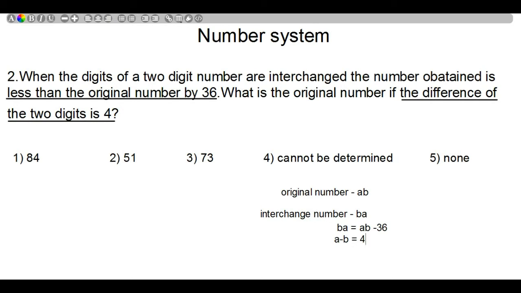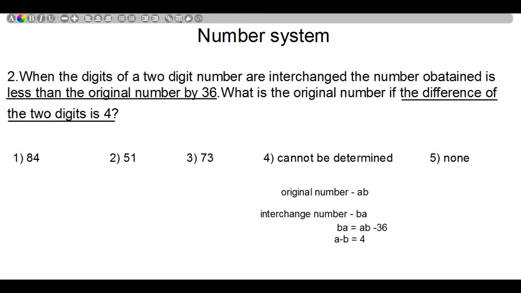Let us first check for these conditions in option 1. The number here is 84. Now if we try to understand the difference of the digits, we know that it should be 4. And here 8 minus 4 is equal to 4. So very clearly option 1 satisfies the first condition. Let us now go for the second condition in option number 1. The second condition here is BA equals AB minus 36. That means the interchange number should be less than the original number by 36.